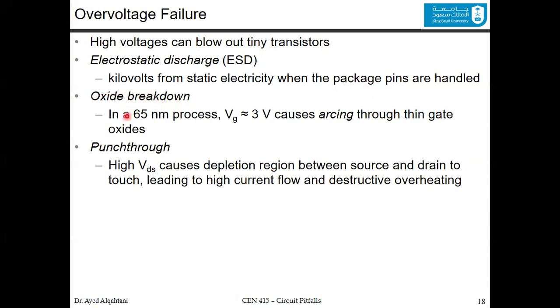Oxide breakdown: in a 65 nanometer process, when VG is around 3 volts, it causes arcing through the thin gate oxide until it breaks down. Also, punch-through at high VDS, again, all of them are causes of overvoltage. The high VDS causes the depletion region between the source and the drain to touch, and this leads to a high current, almost a short, and destructive overheating.